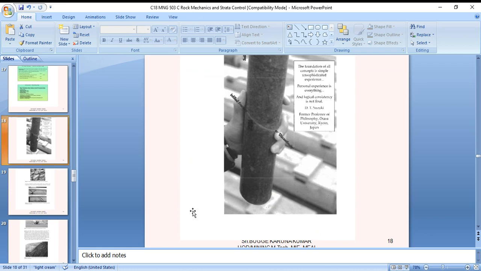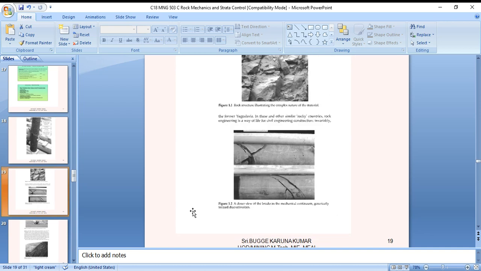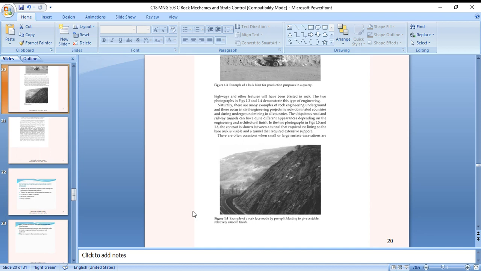The foundations, all the concept of sample experience, personal experiences, everything, and the logical chemistry is not under the formation. Professor philosophy, university, Japan. So these are the rock structure illustration of the complete nature of the material. Former Yugoslavia, these are others in the rocky countries. Rock engineering, engineering construction where and variety. View is given. So highway and other features will have been blasted in the rock.